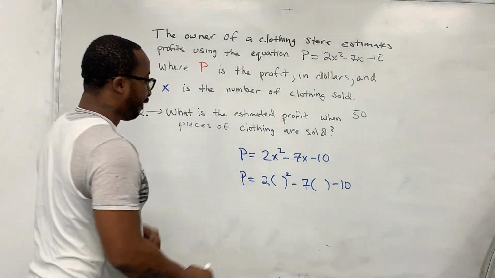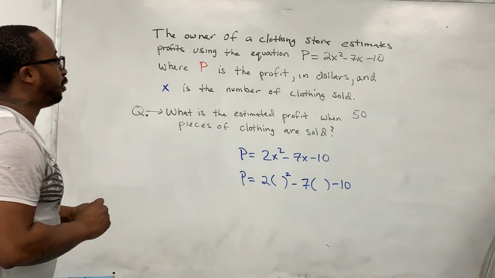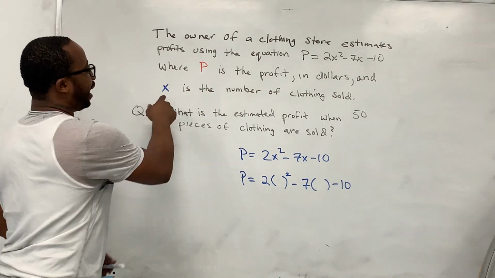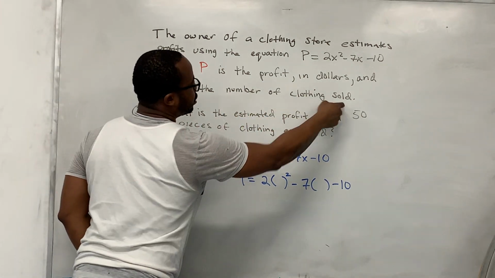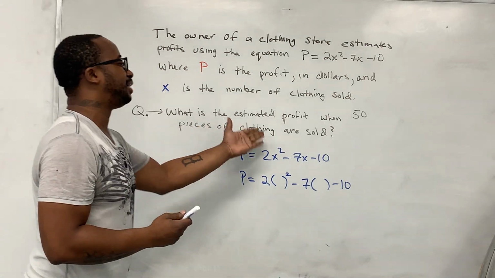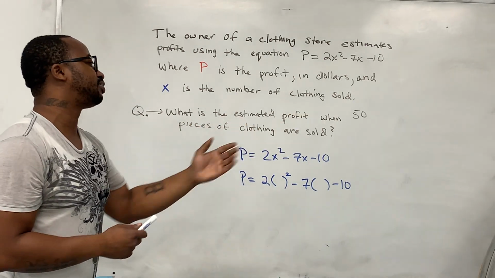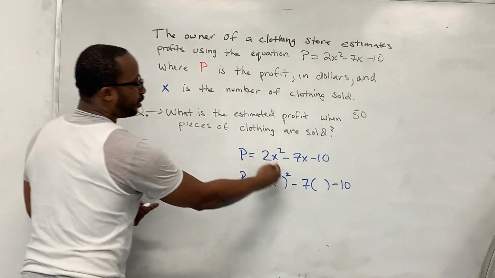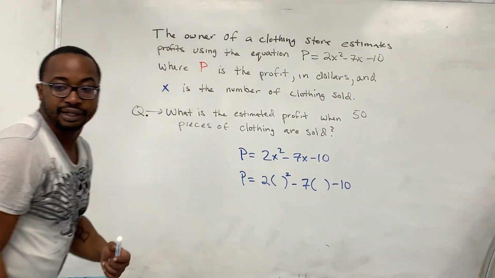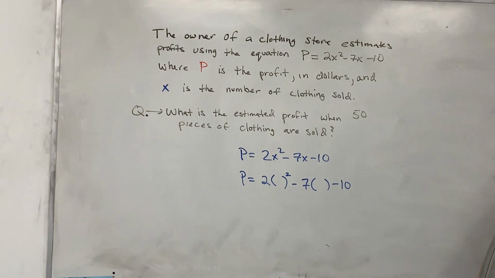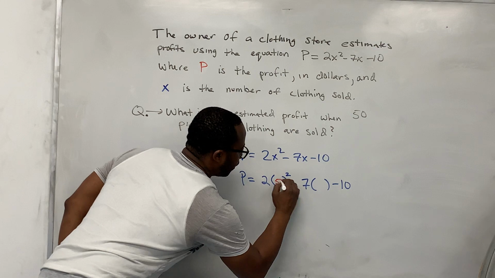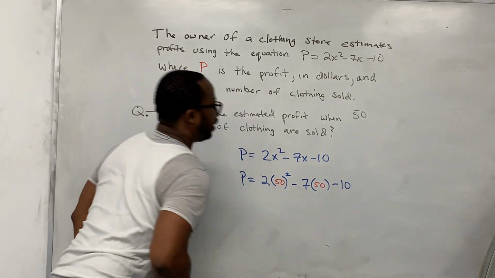So now, wherever the x's are, remember when you read the problem, P is the profit in dollars and x is the number of clothing sold. So the question is saying, what is the estimated profit when 50 pieces of clothing are sold? So 50 pieces of clothing is gonna be the x. So your x would become 50. And I wanna put another color in there. I'm gonna put the 50s right in here. Put the 50 right in there.